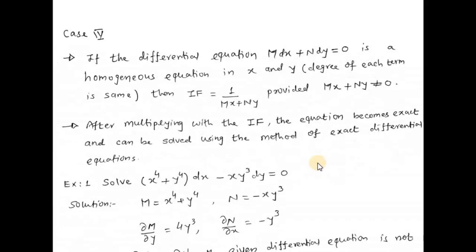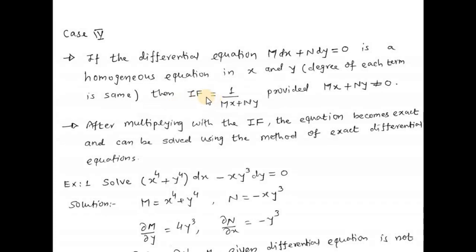Case 4. If the differential equation M dx plus N dy equal to 0 is a homogeneous equation in x and y, that means the degree of each term is the same. Homogeneous equation in x and y means that the degree of each term is the same.